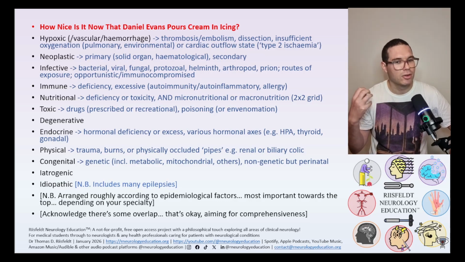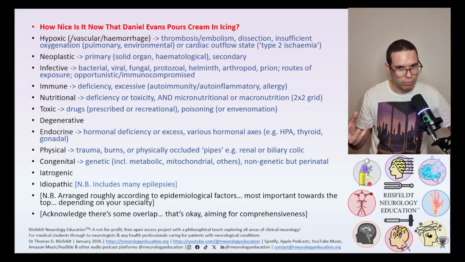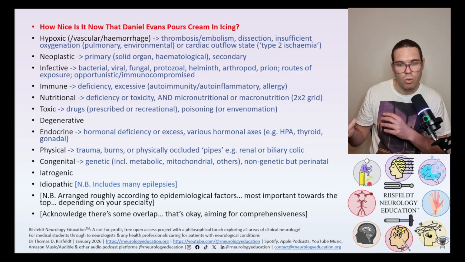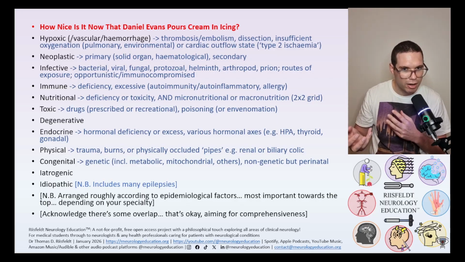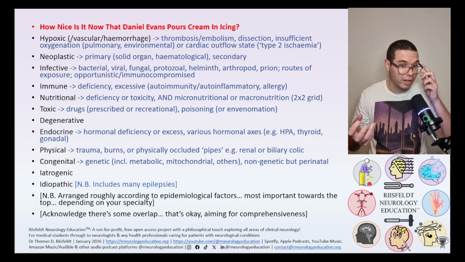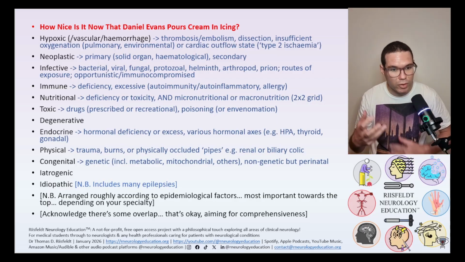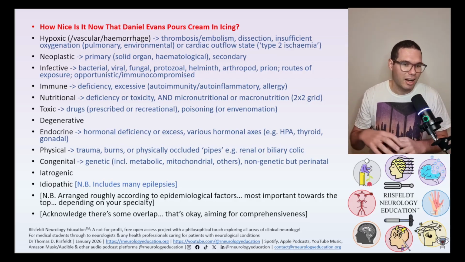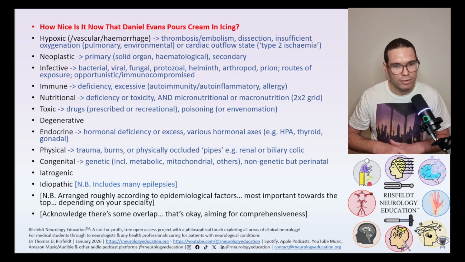Congenital, you can think about this in terms of genetic or non-genetic, but still congenital by nature of it being perinatal. And then genetic, of course, can be further broken down. So it could be mitochondrial, could be non-mitochondrial, could be autosomal, it could be sex-linked, and then different patterns of inheritance. And then metabolic conditions are often genetic as well, with some overlap there. Then iatrogenic speaks for itself, and idiopathic speaks for itself.